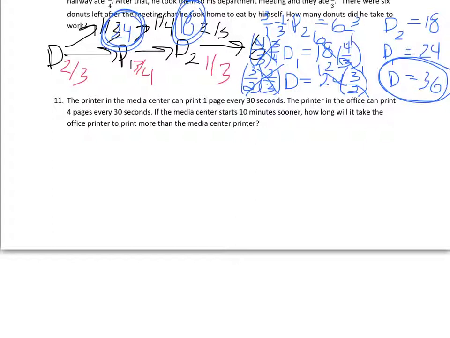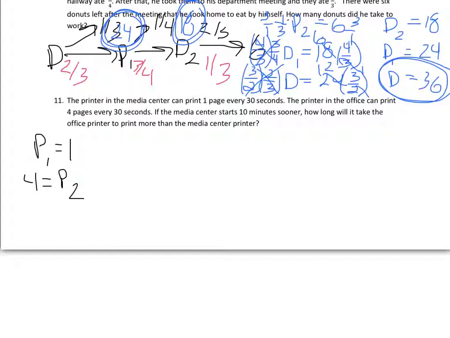So with this last one, number 11, it says the printer in the media center can print 1 page every 30 seconds. The printer in the office can print 4 pages every 30 seconds, so that's our P sub 2. If the media center starts 10 minutes sooner, how long will it take the printer in the office to print more than the media printer?